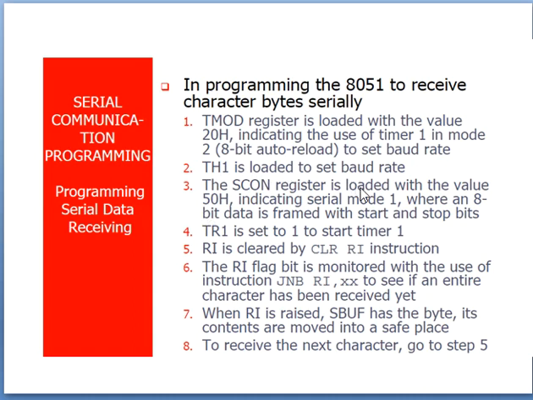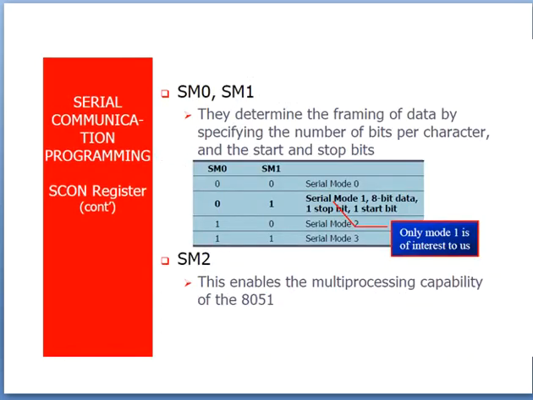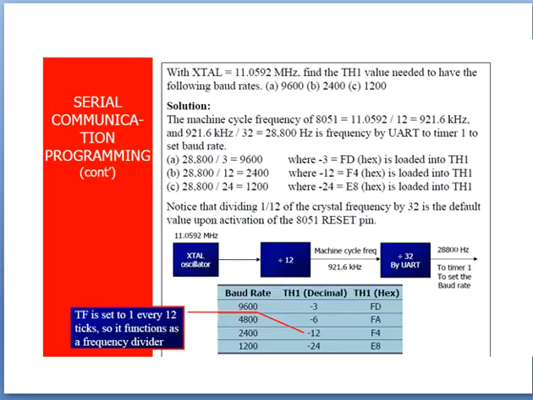Then the SCON register is loaded with the value of 50H. This 50H indicates what kind of transmission is going to happen. As I told you previously, we have discussed that there are different modes. If you look into this table, you can see SM0 and SM1. SM0 and SM1 loaded with 01 will take you to serial mode 1 with 8-bit data. One start bit is going to be considered. That is mentioned here, so we need to consider it as 50H.